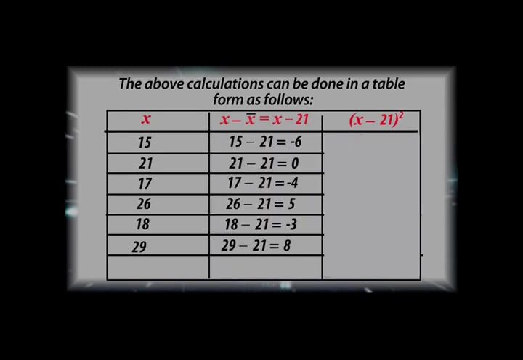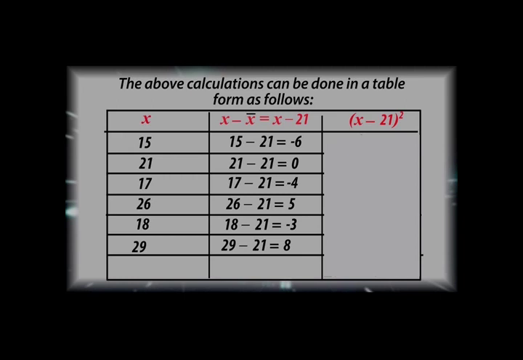So we are going to have 15 minus 21, which is negative 6. 21 minus 21, which is 0. 17 minus 21, which is negative 4. And then it continues. So for 26, you're going to have 5. For 18, you have negative 3. For 29, you have 8.